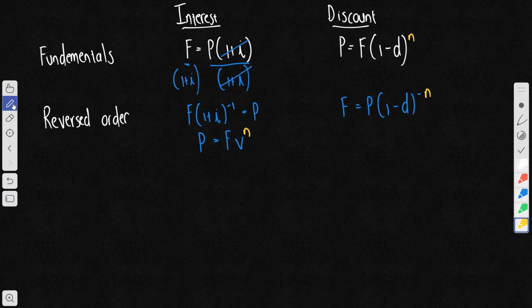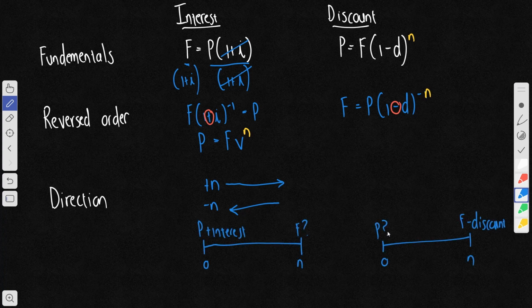Now, I've purposefully put the formulas for interest and discount side by side so you can take note of the subtle differences between these methods. Interest rates use a plus. In other words, interest is added, whereas discount uses a minus, which means it is subtracted or taken away. The exponents for interest rates follow the familiar pattern: a positive number to move money forwards in time and a negative number to move money backwards in time. The exponent for discount rates is the exact opposite.